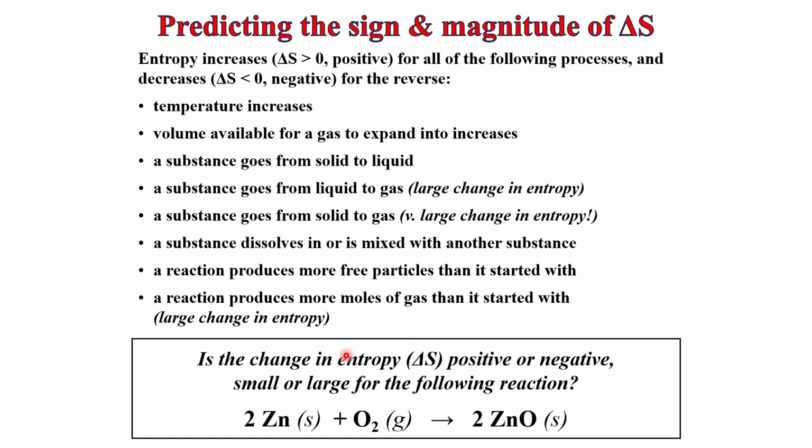Let's try an example problem. Is the change in entropy, delta S, positive or negative? And then is it small or large for the following reactions? So look at this reaction down below here. First question, is the change in entropy positive or negative? And then second, would you expect that change to be small or large? Go ahead and pause the video and see if you can come up with an answer here.